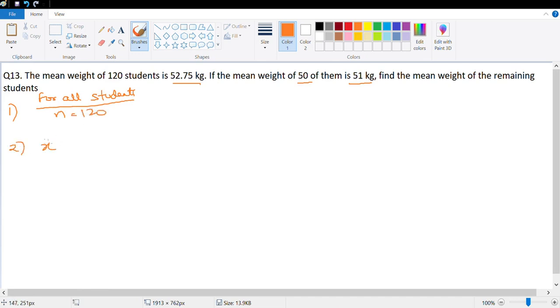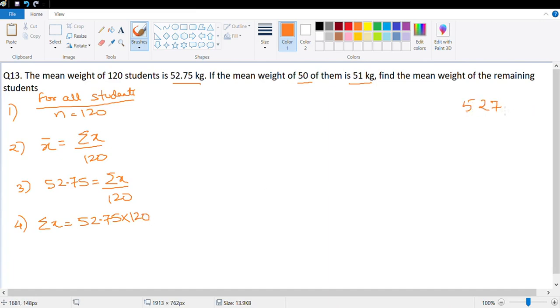So mean is equal to summation x upon 120. In this case, mean is 52.75, which is equal to summation x upon 120. Let's calculate summation x. So this is summation x, this is for all students, is equal to 52.75 multiplied with 120. Let's multiply 5275 multiplied with 12. 5 into 2, 10, 14 plus 1, 15, 2 into 2, 4 plus 1, 5 and 10. Yes, let me reconfirm 10,400.